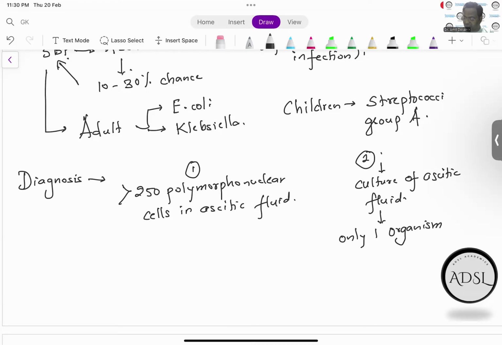The moment you see more than one organism, you are supposed to suspect secondary peritonitis, that means some perforation or some other cause of infective peritonitis. But if you are diagnosing SBP, one, the polymorphonuclear cells have to be more than 250. Two, the culture of the ascitic fluid should show only one organism.